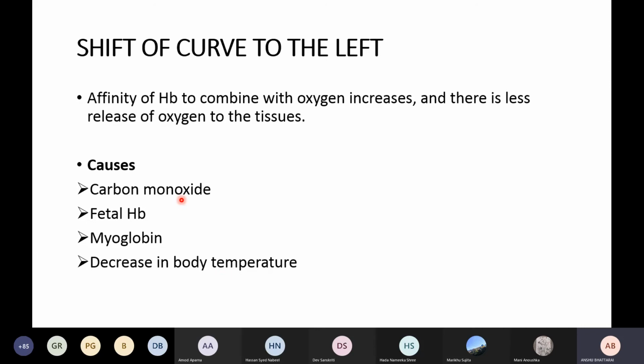This is because it has a very great affinity to hemoglobin. It has a great tendency to bind with hemoglobin, even more than oxygen, many folds more than oxygen actually. So if there is more carbon monoxide in your blood, then this carbon monoxide goes and immediately binds to hemoglobin, and it does not allow oxygen to bind.